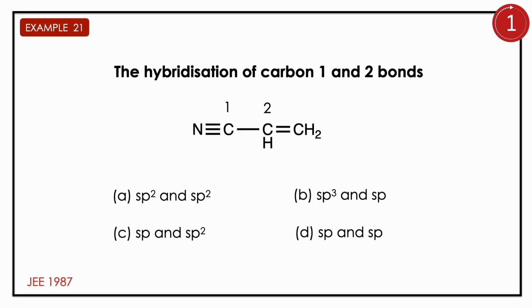Then the next example, find the hybridization of 1 and 2 bonds. The compound is an isocyanide with 2 carbon atoms. The possibilities are sp2, sp2; sp3, sp; sp, sp2; sp and sp.